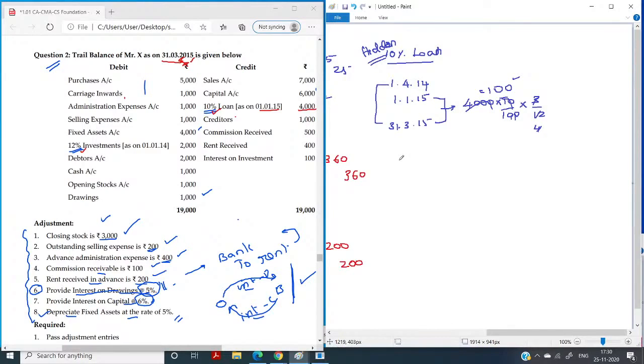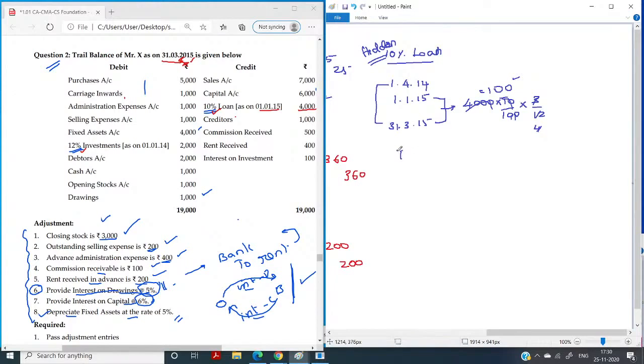If you have paid, the entry will be interest on loan to bank. As it's not paid, the entry will be interest on loan account debit to outstanding interest on loan. That's all. This is normal, similar to the outstanding expenses. This entry will be passed, but that will not be explicitly available in the adjustments. It's now your duty to locate and treat it as per the outstanding expenses.